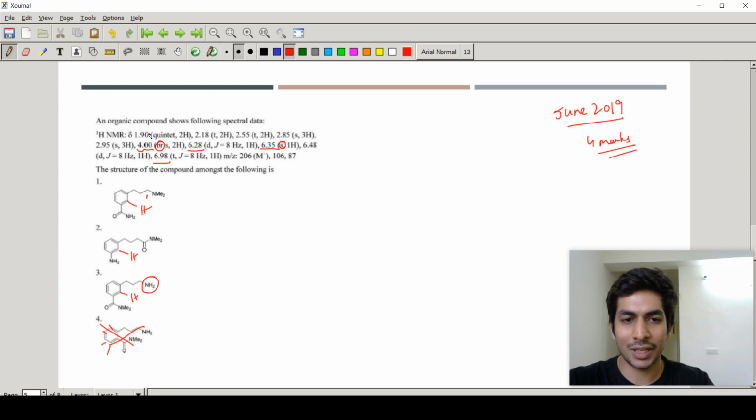And since the value is given as 4, I know that the answer is option number 2, but I will have to confirm it. Okay, because like I said, it depends on the polarity of the solvent in which you are performing the NMR also.